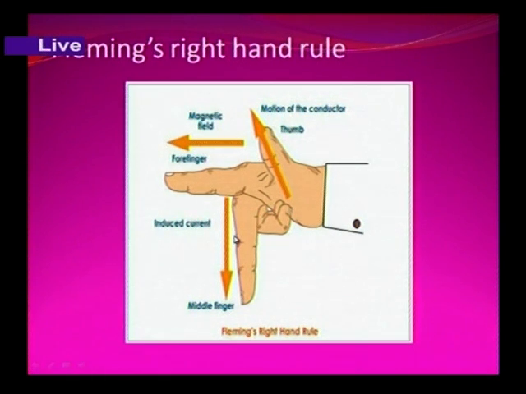To use Fleming's right hand rule, we have to stretch the thumb, forefinger and middle finger, and the angle between each finger should be 90 degrees. Here the angle between the thumb and the forefinger is exactly 90 degrees, and between the forefinger and middle finger also 90 degrees. In this way we can easily know the direction of the induced current of a straight conductor.